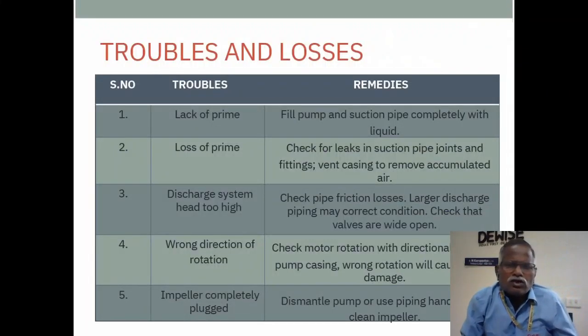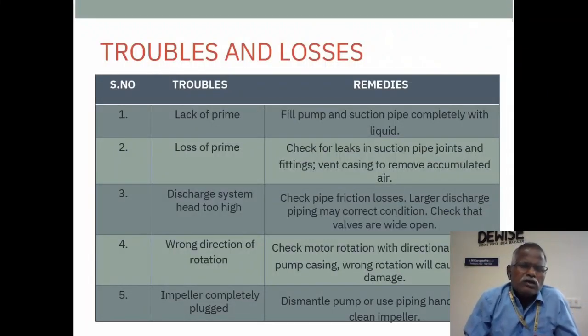Troubles and losses. What are the troubles? What are the remedies? Lack of prime: fill the pump and suction pipe completely with the liquid. It may be water or whatever fluid we are going to transfer. With the help of the fluid, we have to fill the pump and suction pipes completely with the liquid. Air can be removed. Okay, that's very important.